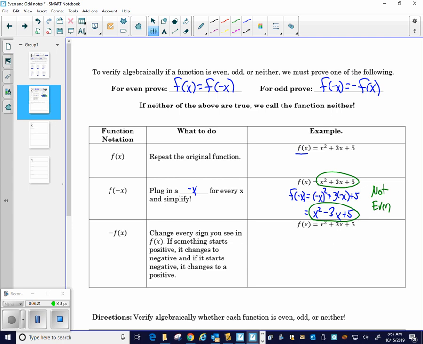Okay, so now we need to check and see if it's odd. Well, the odd test is whether f of negative x, which we just found, is equal to the negative of f of x. In general, the negative of f of x is the easiest one because if I want to take the negative of this function, it literally means I'm going to multiply everything in the function by a negative.